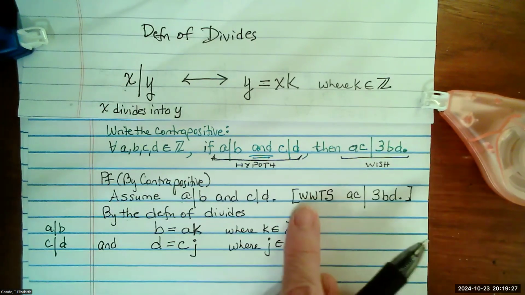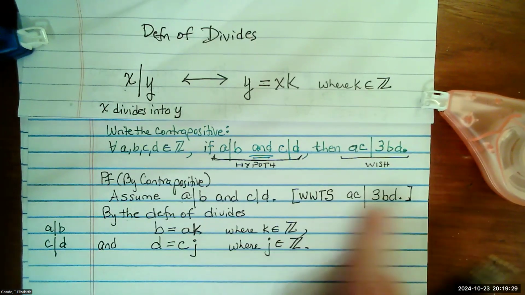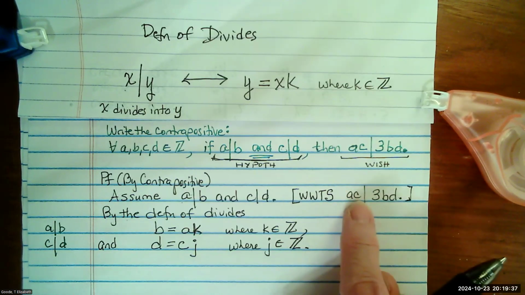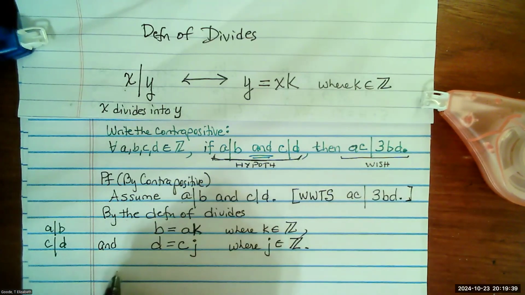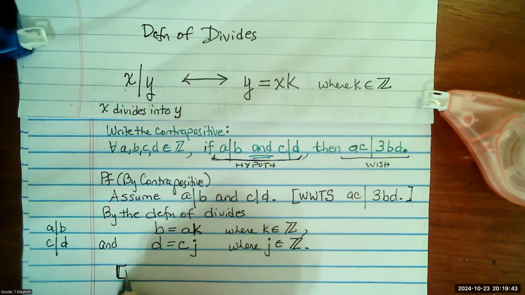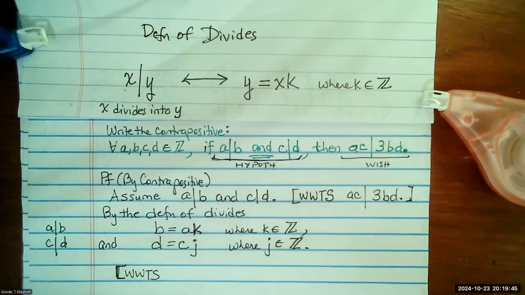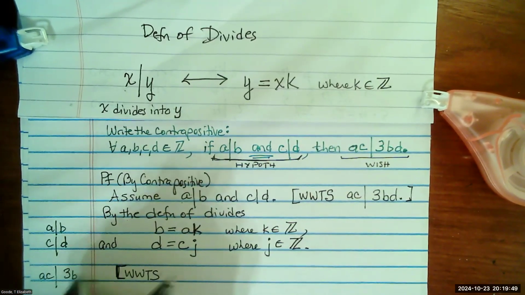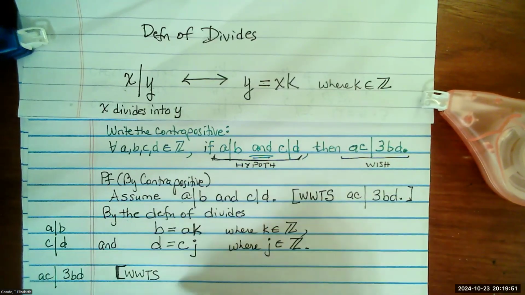Fantastic. I tell you what, let's do the same game so we can figure out what kind of equation we're going to need right before we can say that it means that AC divides 3BD. So let's unpack this wish a little bit. Our wish is that AC divides 3BD. So what kind of equation do we need to show that AC divides into 3BD?